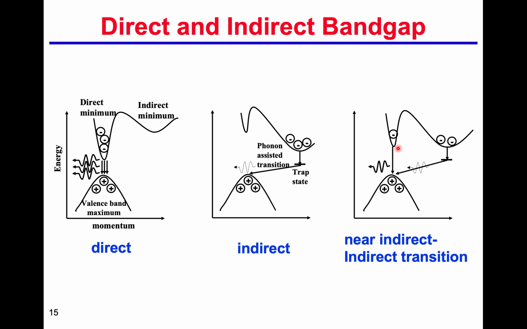And also, when the minima of the conduction band are similar for the direct and indirect band gap, at that time the efficiency is lower. So that is why, when you go from the red to the yellow or green, the efficiency drops a lot.